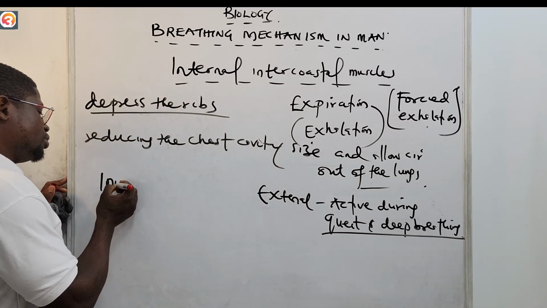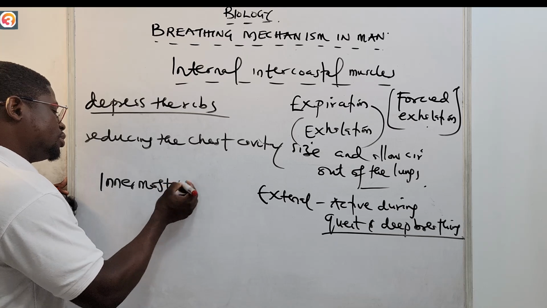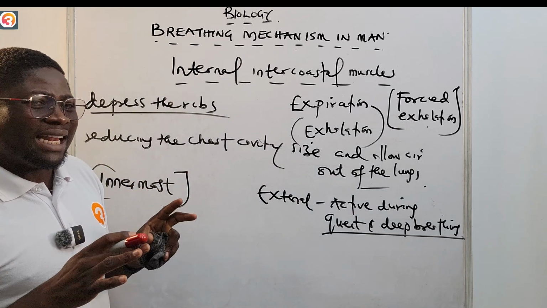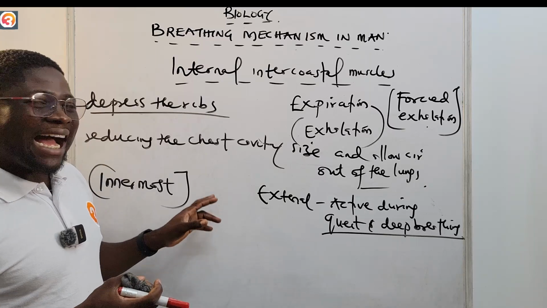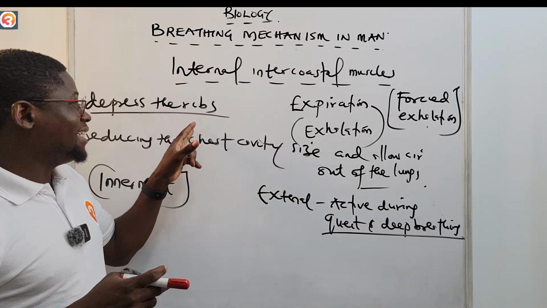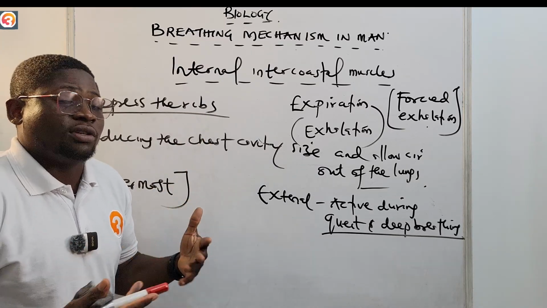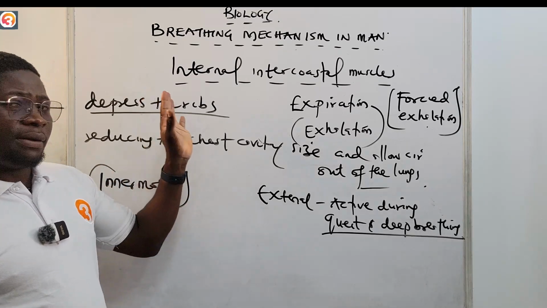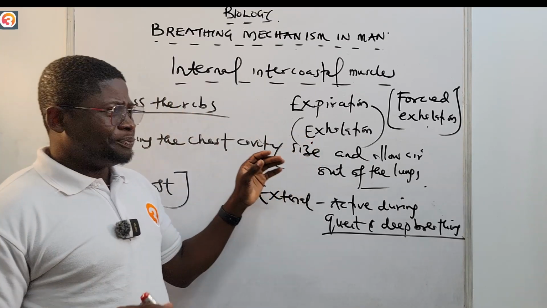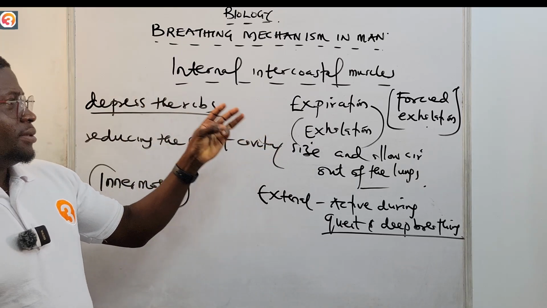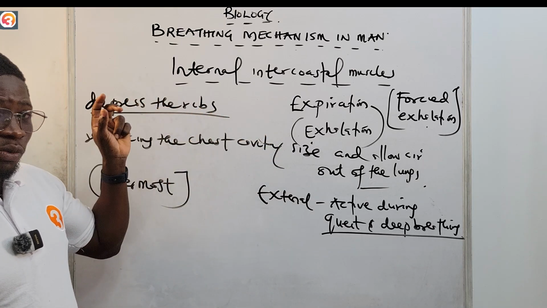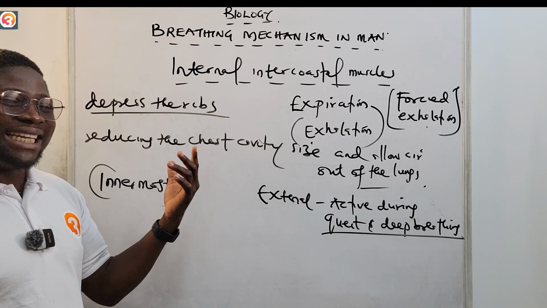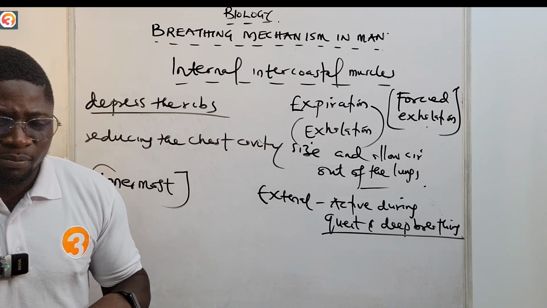Then we now have the innermost intercostal muscles. What they do is help stabilize the ribs, and they also assist the internal intercostal muscles during forced breathing. So take note of that. We have spoken about the intercostal muscles: the external, the internal, and the innermost. The innermost intercostal muscles assist the internal intercostal muscles during forced breathing.